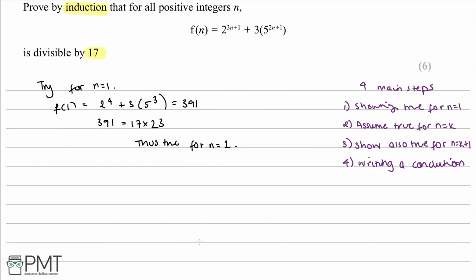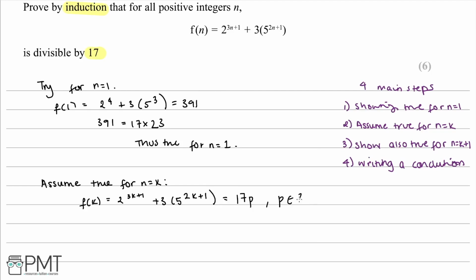Great, now that we've proved it's true for n is equal to 1, we need to assume that it's true for n is equal to k to carry out the induction. If it's true for n is equal to k, we should be able to write f of k as this. f of k is equal to 2 to the power of 3k plus 1 plus 3 times 5 to the power of 2k plus 1. And that should be equal to 17p, where p is an element of the whole numbers.